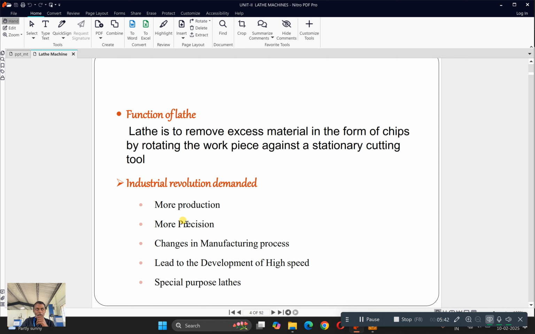The development of this lathe transformed the entire industry into a modern world. It also led to changes in manufacturing processes. It also led to the development of high speed equipment, and using this central lathe they have also developed some special purpose lathes.